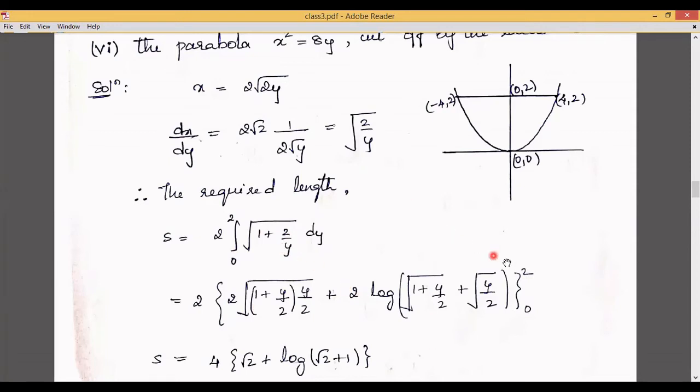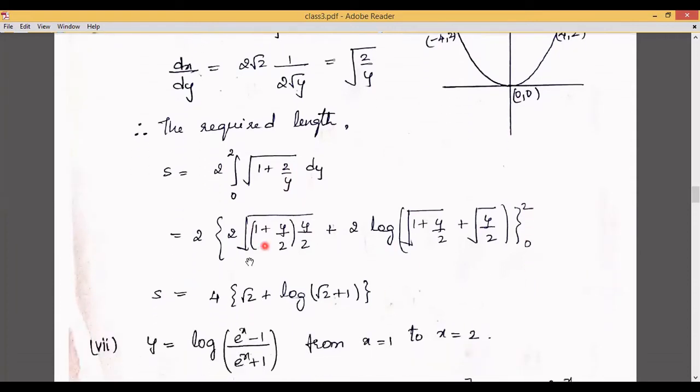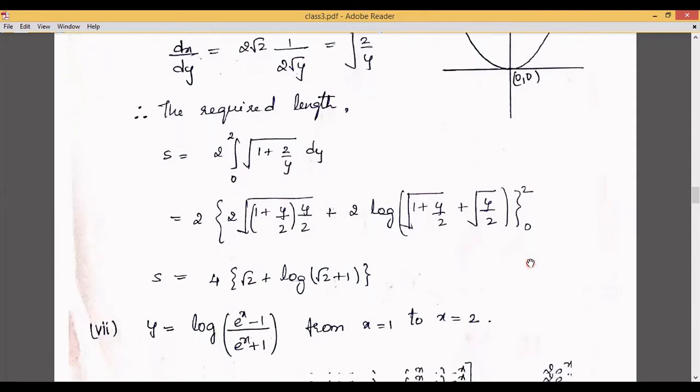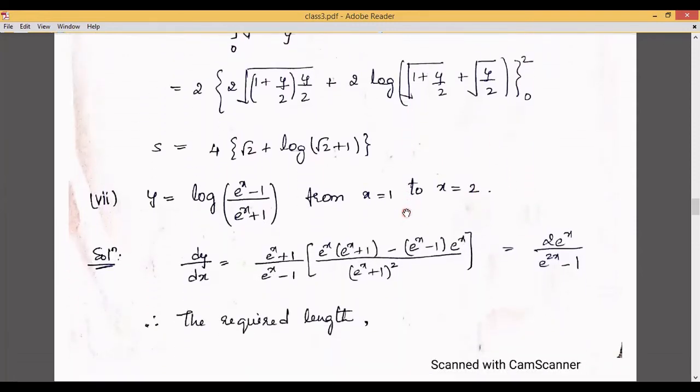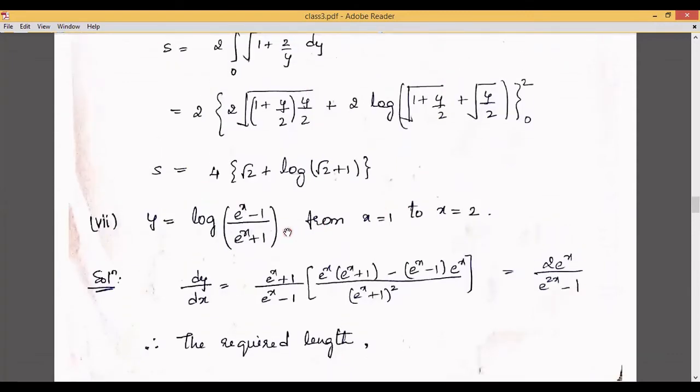So between the limits 0 and 2, this is the answer after application of the upper limit as well as the lower limit. And this is all about the sixth one. Let's move on to the seventh problem.